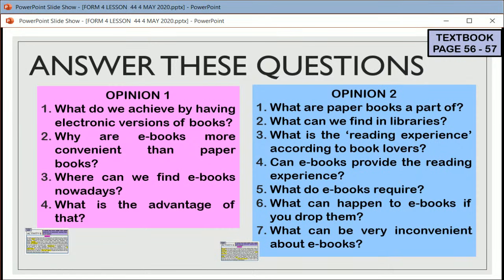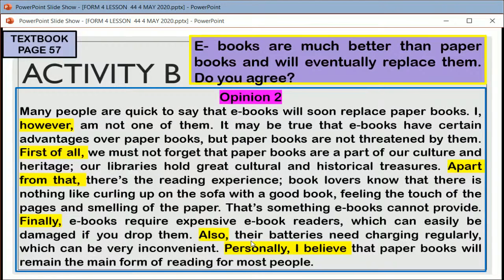Number 5. What do ebooks require? So you need to look at the requirement of ebooks. Okay, that's the keywords. What ebooks require? I don't know what they require. Let's look at opinion 2. What do they require? You have the keywords here. Ebooks require. What do they require?